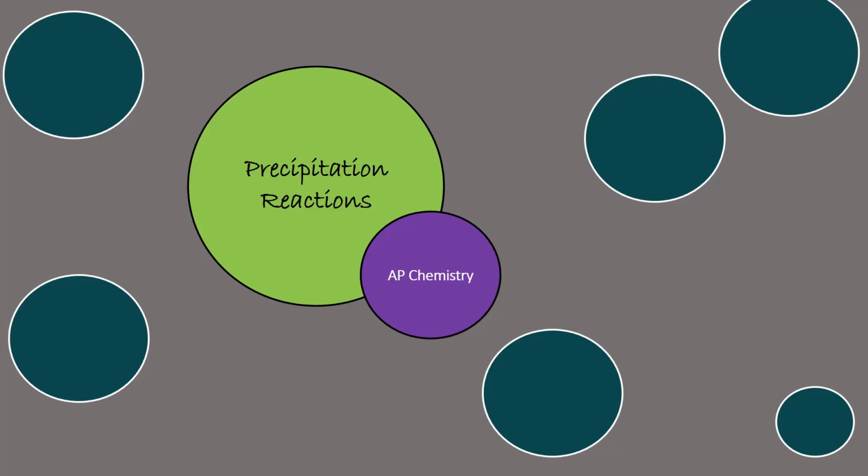Hey guys, so this video is going to be about precipitation reactions. Remember, precipitation reactions are a type of double replacement reaction. I'm not really going to cover that in this video. You might be able to see how I'm doing it, but if you need to go back and look at double replacement reactions, that's how you would determine what product is being formed.